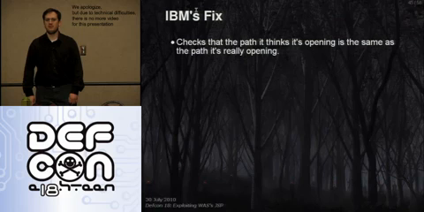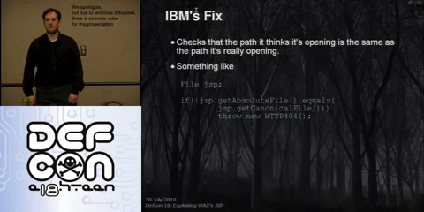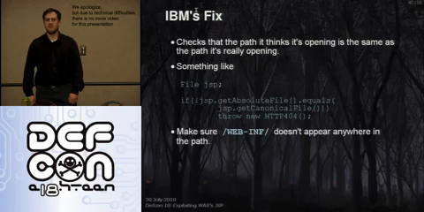Their fix is actually very elegant. This is my pseudocode for it. Basically, they look at the file they're trying to open, and they ask the operating system to canonicalize it, and they compare the two, and they say, is this really the file I'm opening? And if they don't match, well, it throws a 404, which is nice.